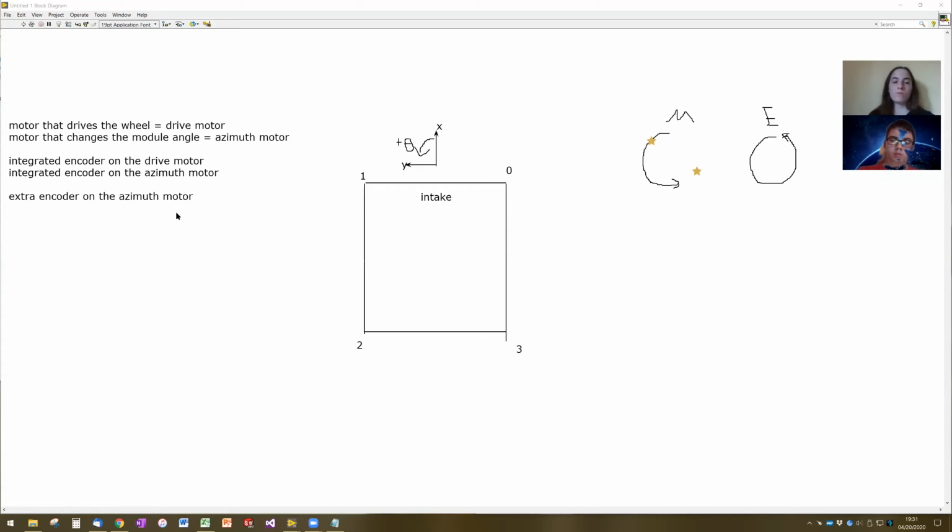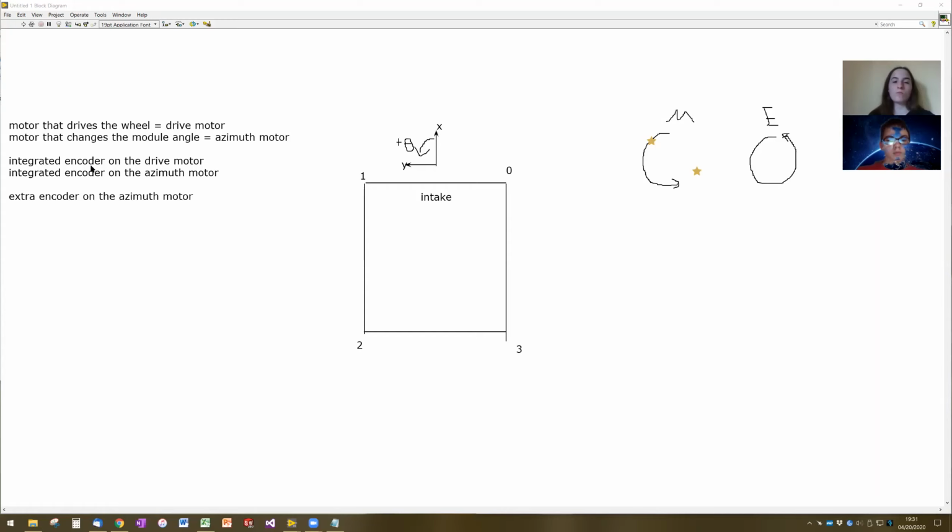The other advantage that we have by using this extra encoder is that the integrated encoder here is just a counter. So it counts pulses of light or magnetic pulses. I'm not sure which one it is. I would have to go back and look at the documentation from the Neo. I'm pretty sure, actually I think it's magnetic pulses. Anyways, it counts pulses of some signal as the motor rotates.